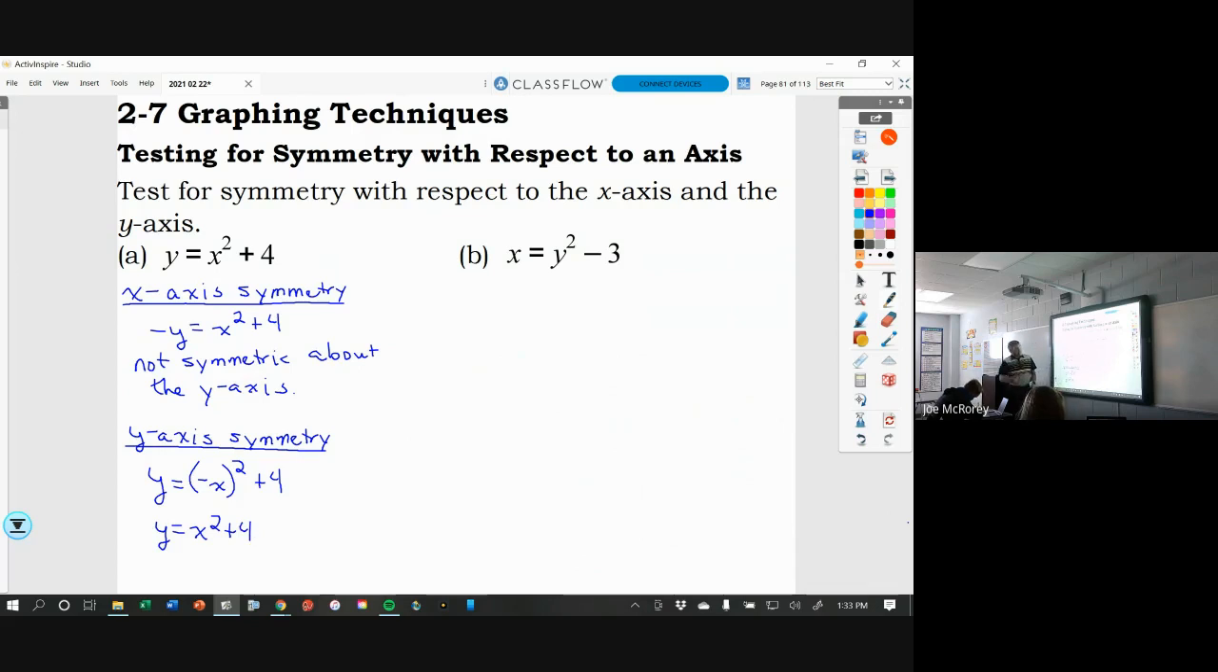How does that compare with my original equation? They're exactly the same. So because they're exactly the same, this is symmetric about, that should be an x right there on my notes. I'm sorry, guys. Okay. This is symmetric about the y-axis.